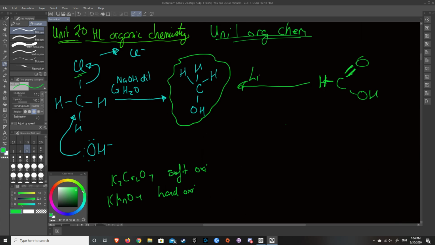So we have lithium aluminium hydride. I like to just write red beneath it to show that we're reducing it to the alcohol. So you can see we can kind of work in both directions.